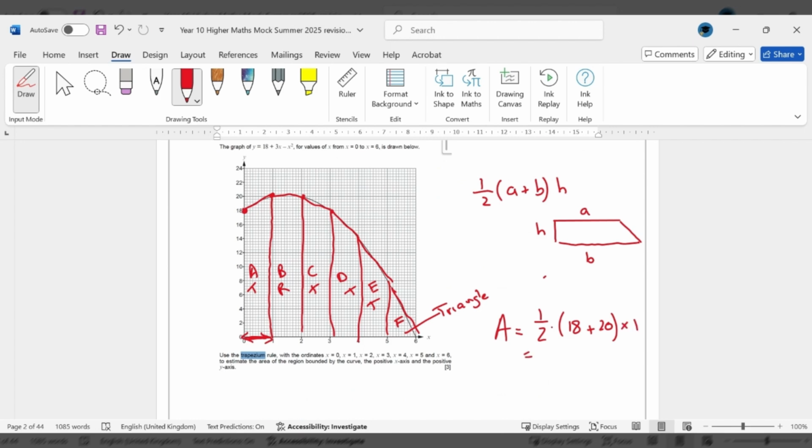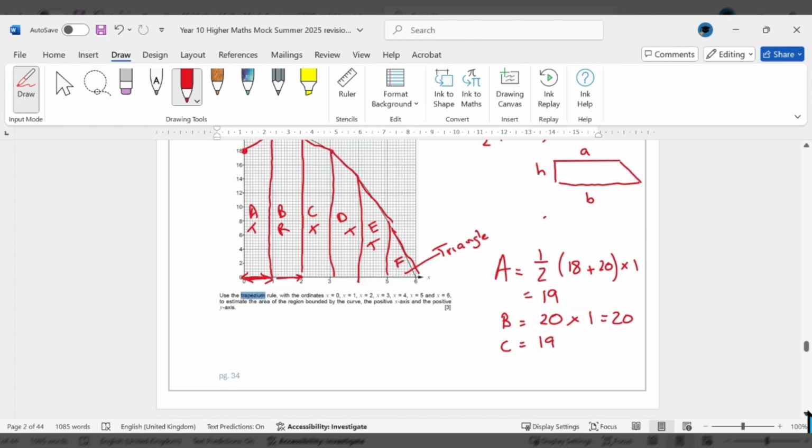18 add 20 is 38. Half of that is 19. 19 times 1, or just stick it in your calculator, chaps, is 19, okay? B is a rectangle, has a height of 20 and a width of 1, so that's 20. C is the same as A, it's the same shape, right? And we keep going, right?